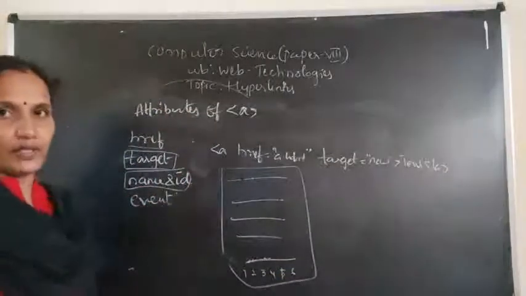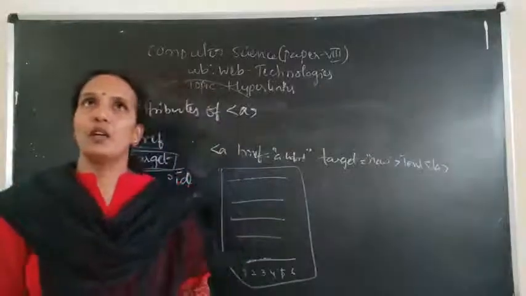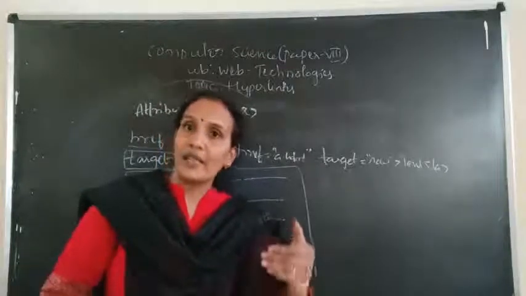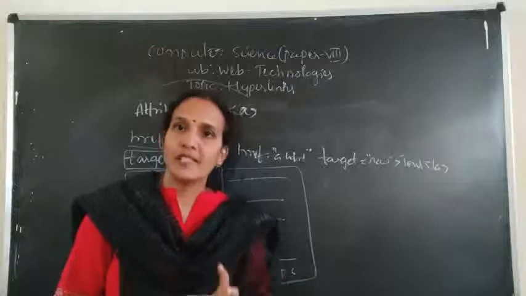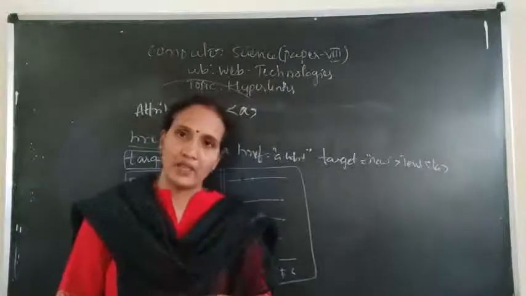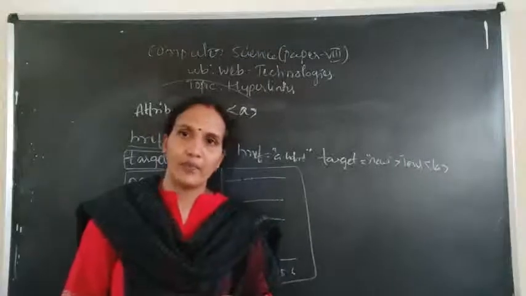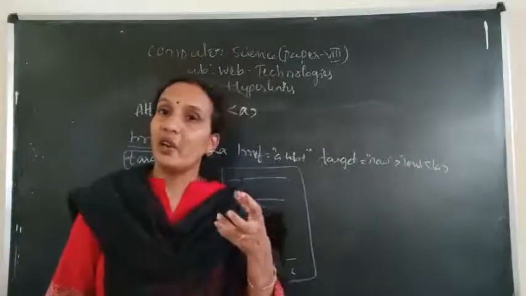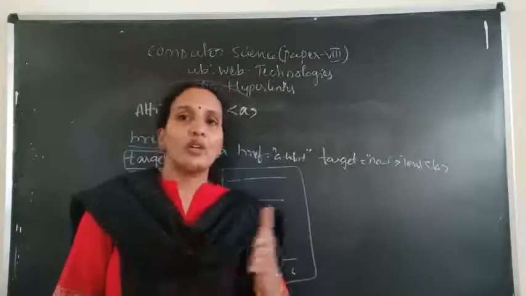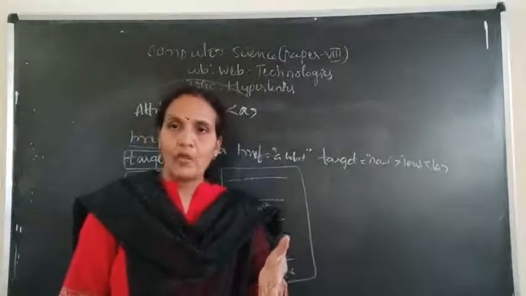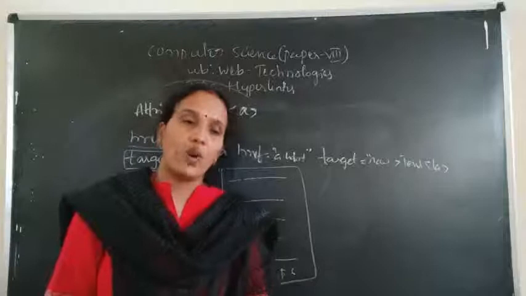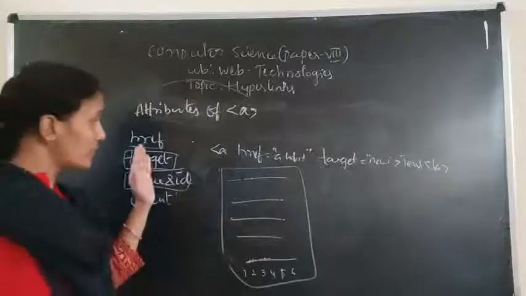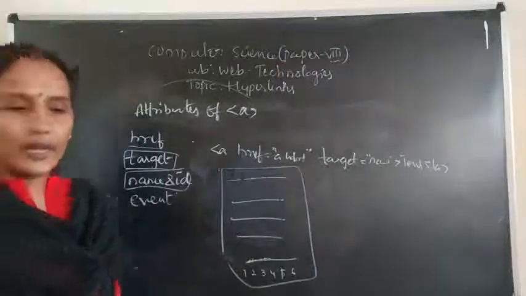The last one is an event. Event means you are performing some action on the browser window, like clicking, or moving from one section to another section. All those actions are called events. So when you are clicking on a particular image, that is also an event. When you click on that image, you move from one page to another page, or one section to another section. That is why events are also called attributes of hyperlinks, the anchor tag. So these are the attributes of anchor tags.